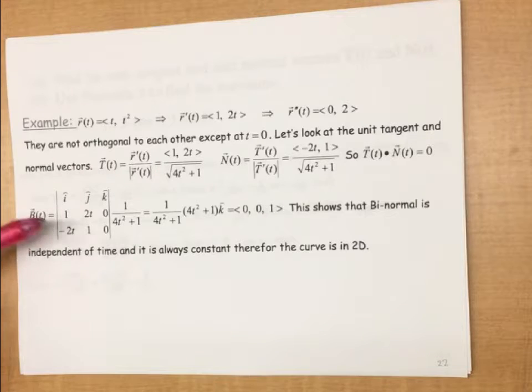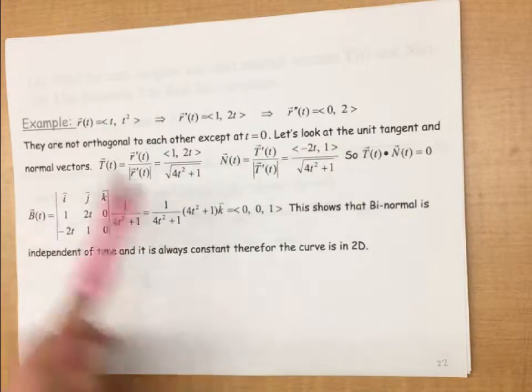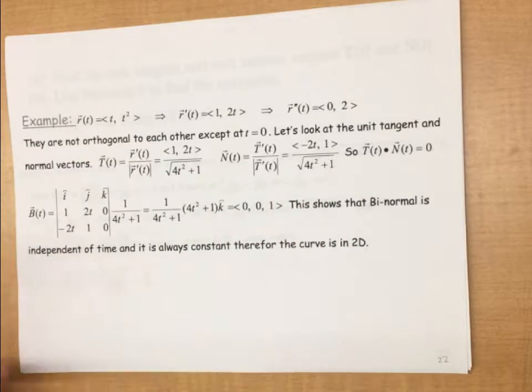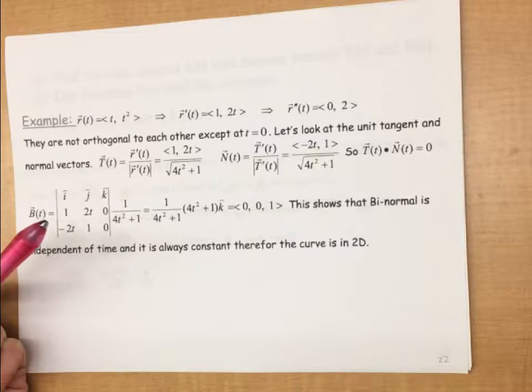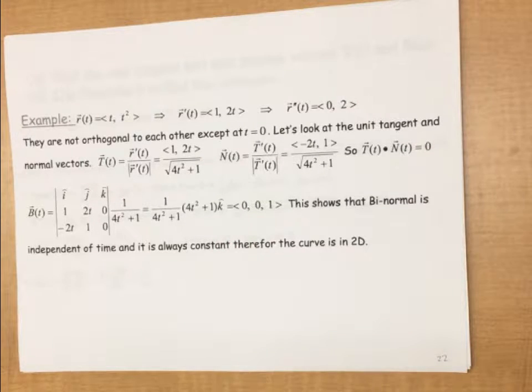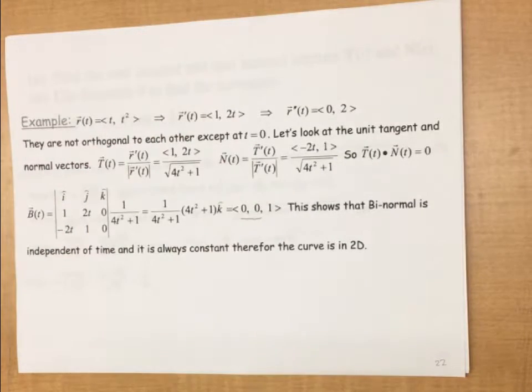And so b of t, when we plot it out, is (1, 2t, 0) cross (-2t, 1, 0), times 1 over 4t squared plus 1, because these two under the root take out the root. And so we are left with 1 over 4t squared plus 1 times (4t squared plus 1)k, which is (0, 0, 1). This shows that the binormal is independent of time and is always constant. Therefore, the curve is in 2D, because these first two components are 0.